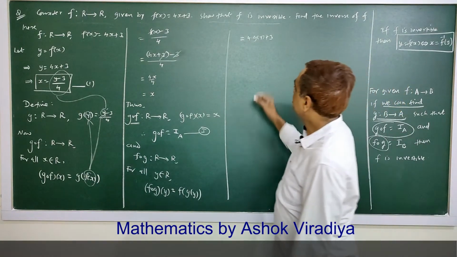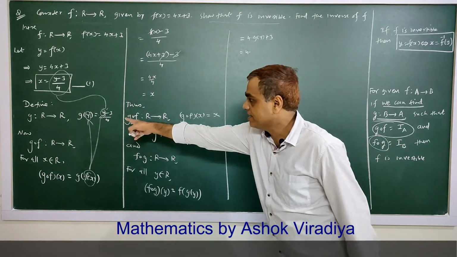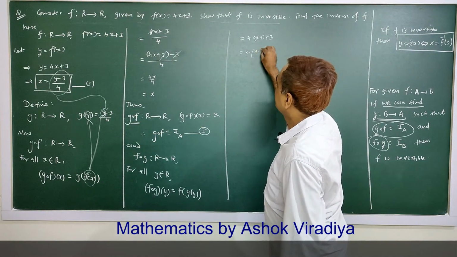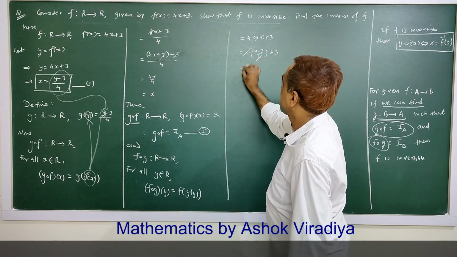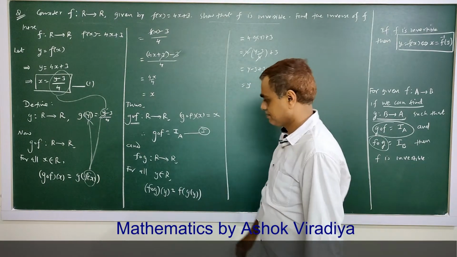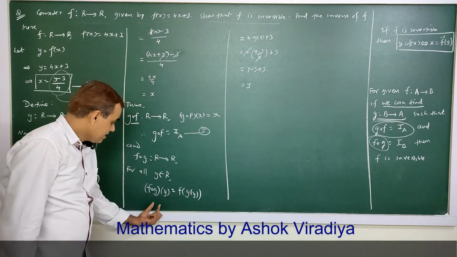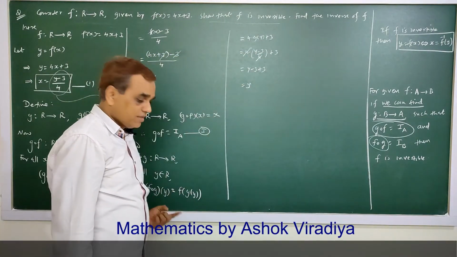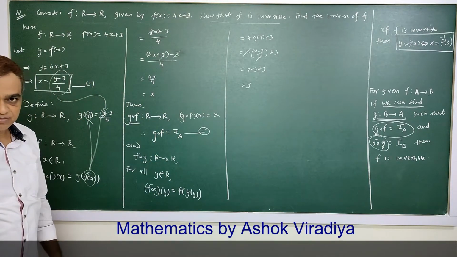Then put the value of g(y) = (y − 3)/4 into g(y). Here we have defined g(y) as (y − 3)/4 + 3. This is cancelled, so y − 3 + 3, so this is y. So fog of y is y. This function also keeps the element unchanged.